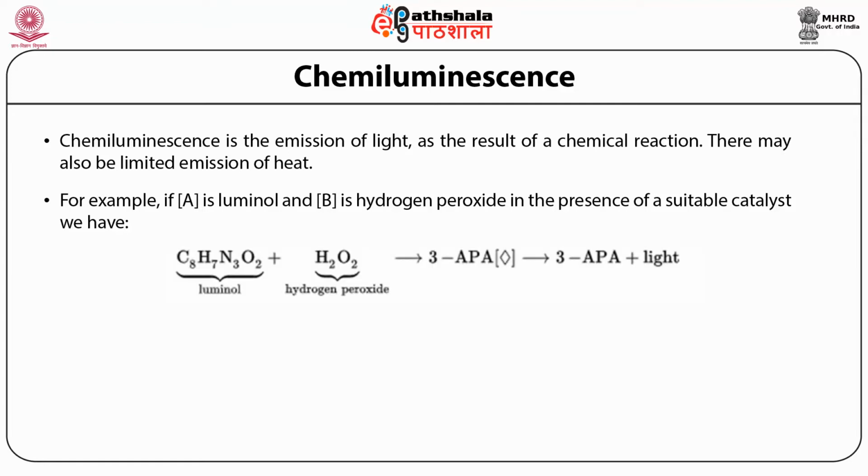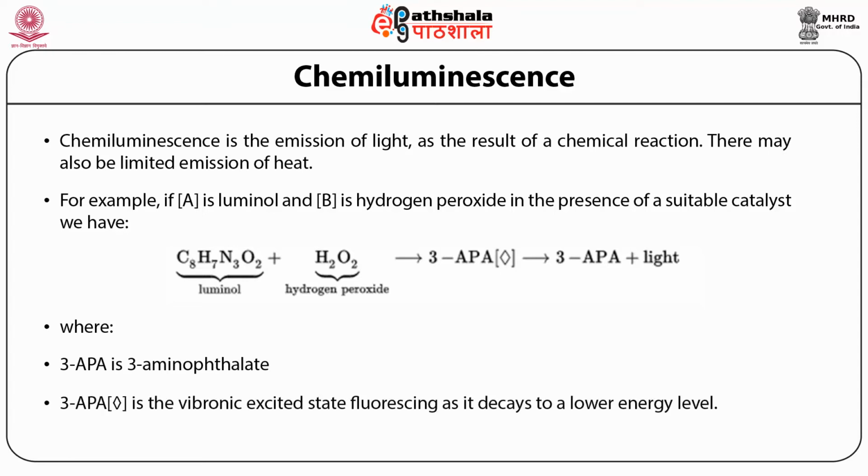an equation where luminol reacts with hydrogen peroxide and generates an active molecule of APA. Then this active molecule is again classified as 3-APA and emits the fluorescent light, where 3-APA is 3-aminophthalate, and 3-APA excited is the vibronic excited state which fluoresces as it decays to a lower energy level.